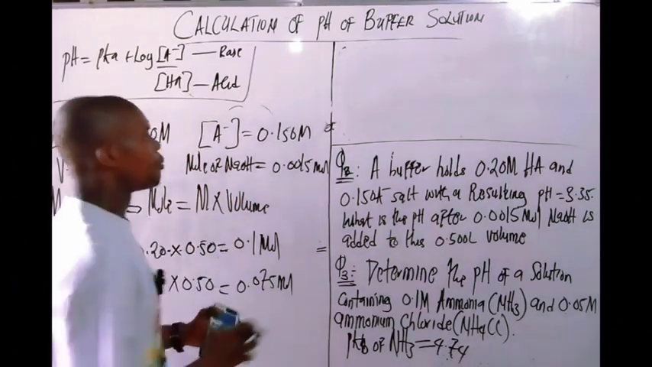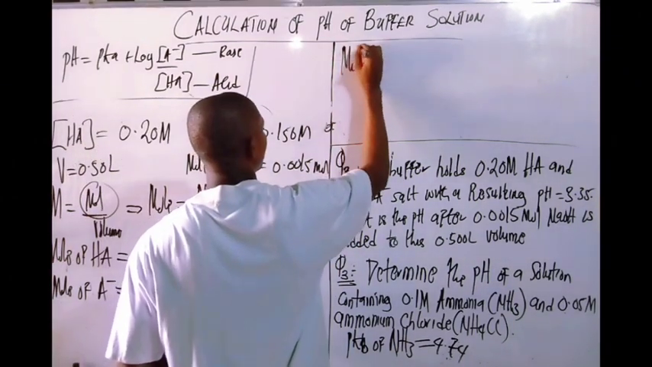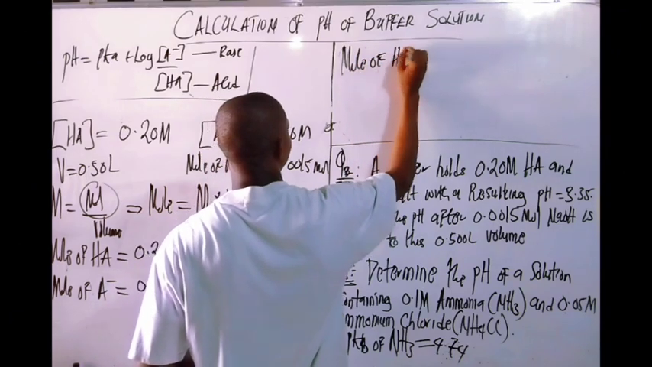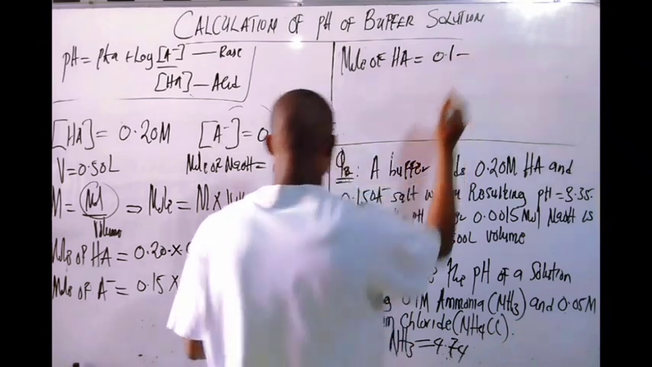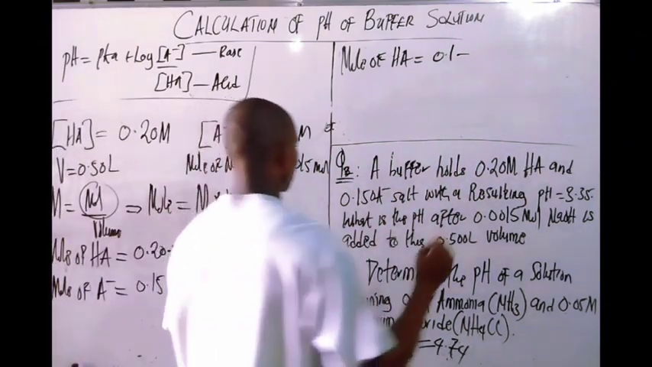So the mole of HA is going to be 0.1 minus 0.0015.